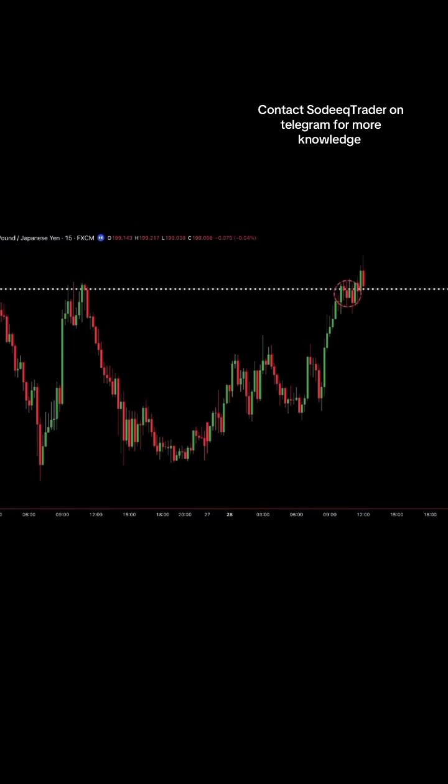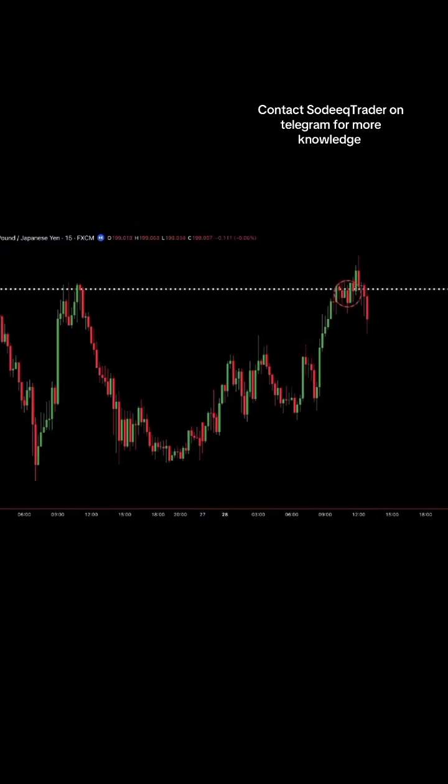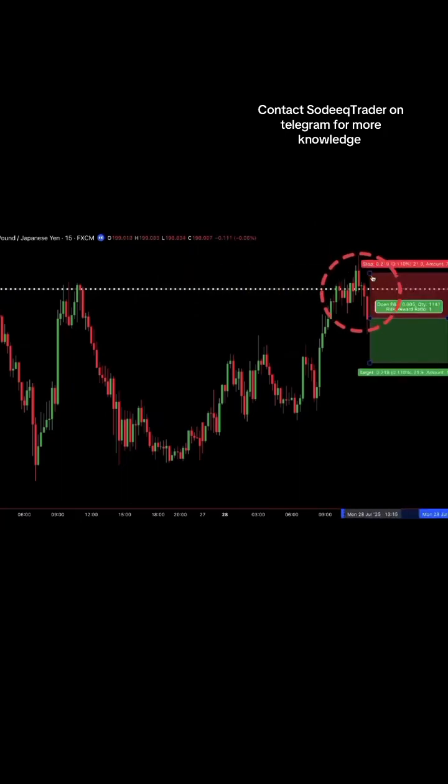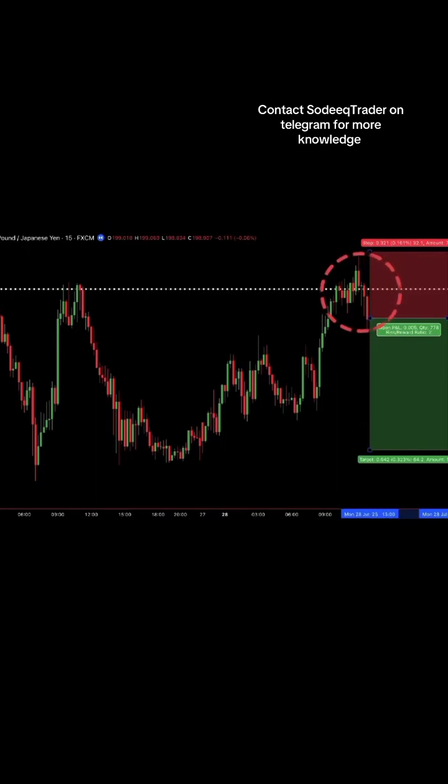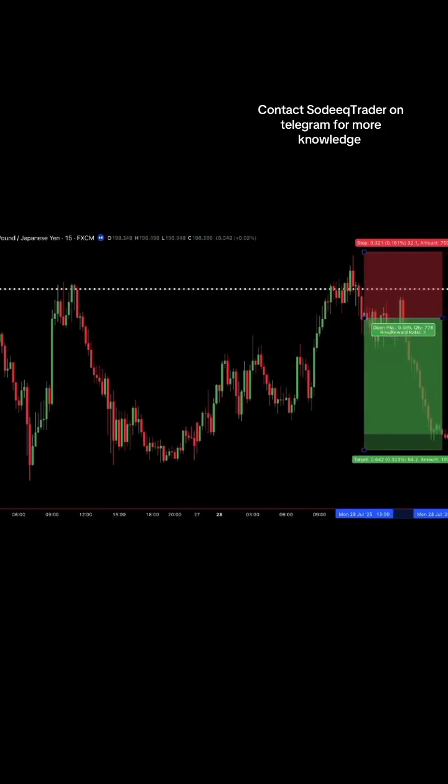Another candle forms. It suddenly breaks above the resistance level, but then price closes back below it. That's a stop-loss hunt. You enter at the close of that candle. Place your stop-loss above the stop hunt candle, and your target is the next level. And look at the result. The market moves straight to the target.